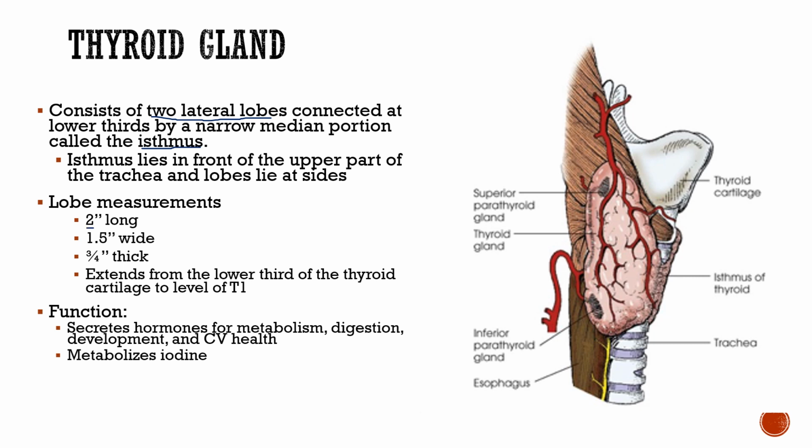It's about 2 inches long, 1.5 inches in width, and 3/4 of an inch thick. It extends from the lower edge of the thyroid cartilage to the level of T1. The function is hormones and metabolizing iodine. So it's going to secrete hormones for metabolism, digestion, development, and cardiovascular health. It metabolizes iodine.